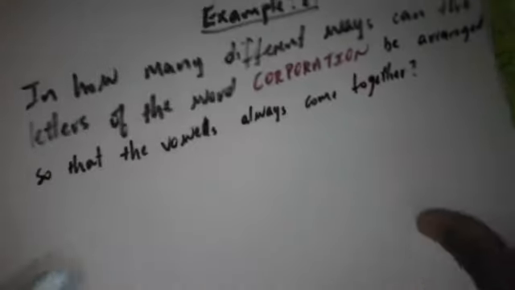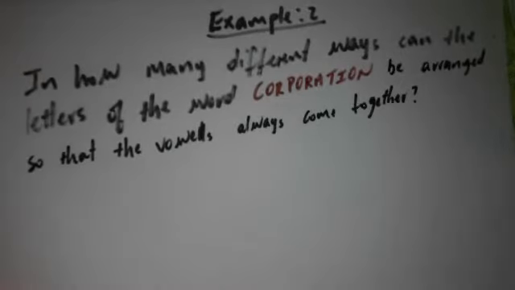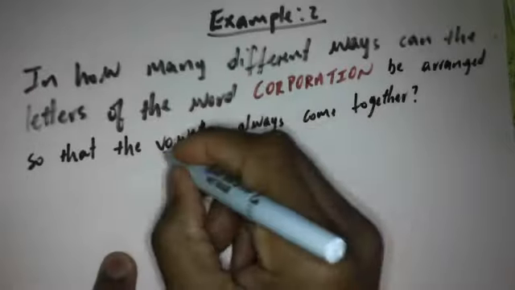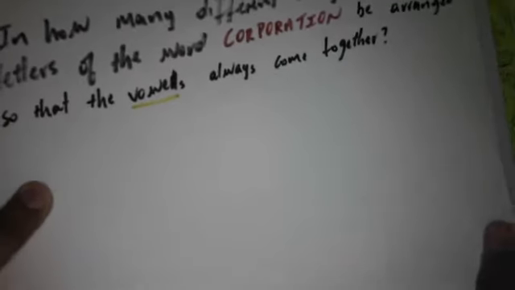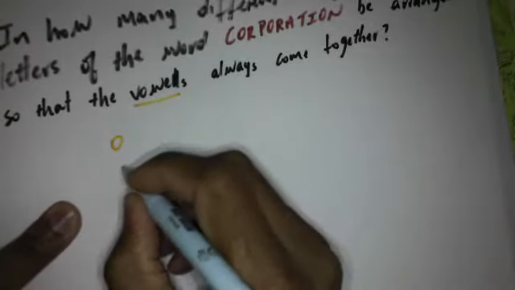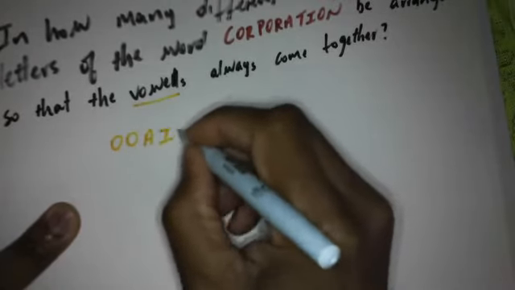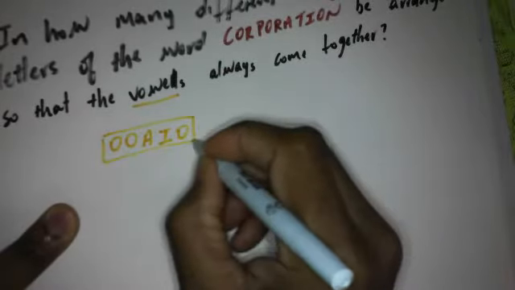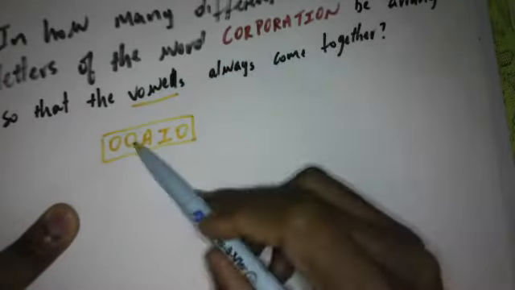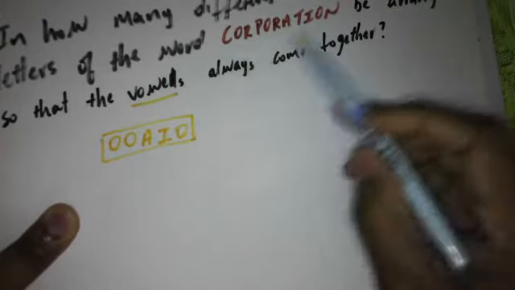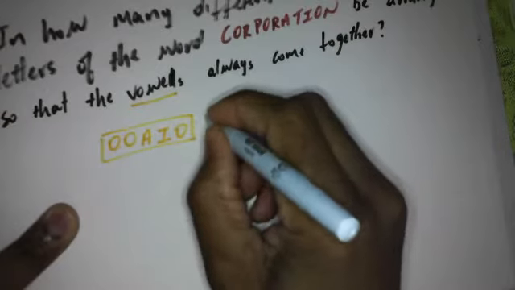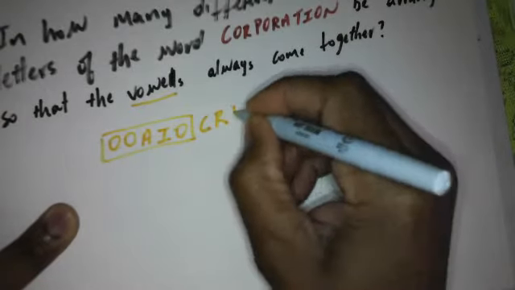Let's look at example 2, and we'll go through it a little bit more quickly. Example 2 says, in how many different ways can the letters of the word corporation be arranged so that the vowels come together? Again, we're putting the vowels together. Okay, so let's look at the vowels here. We have O, O, A, I, O. So these are the vowels here. Okay, O, O, A, I, O.